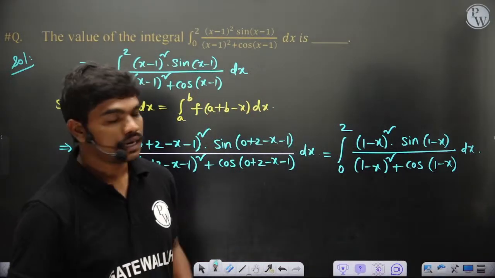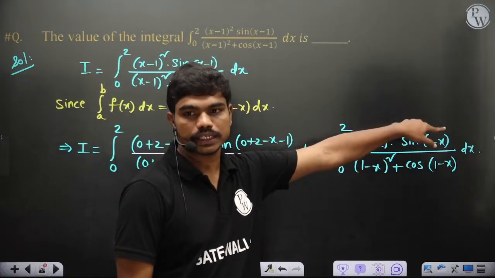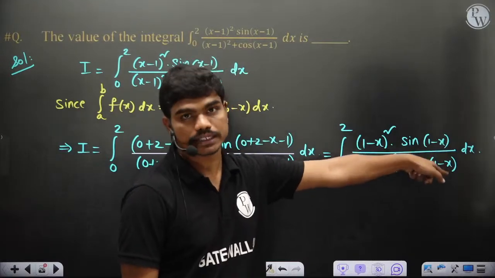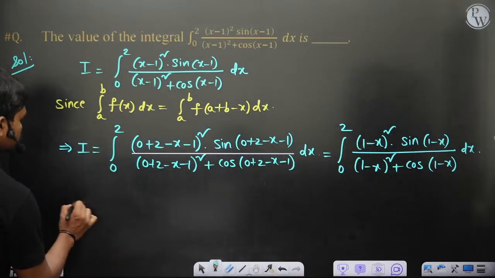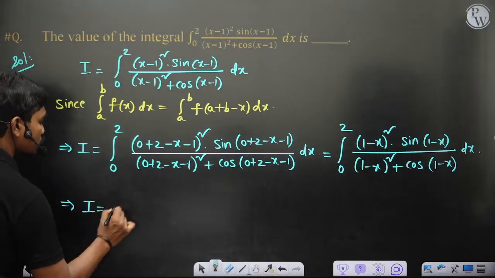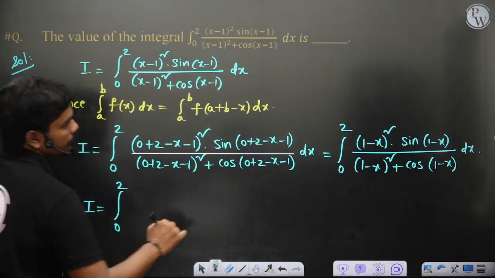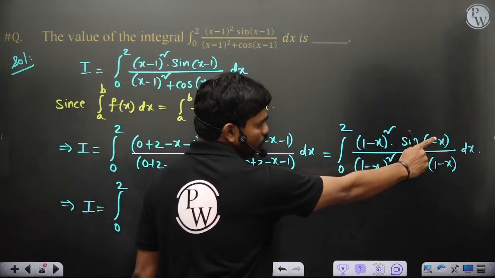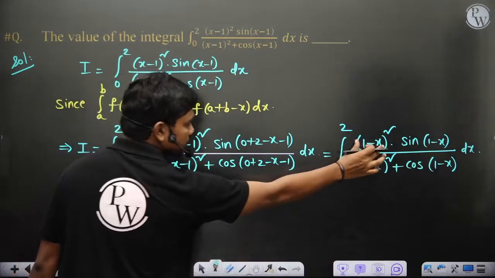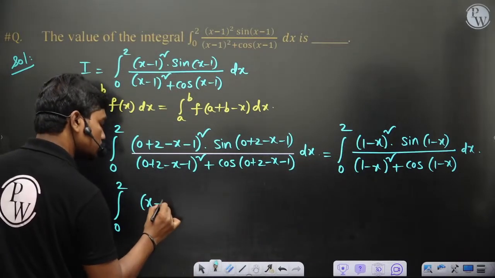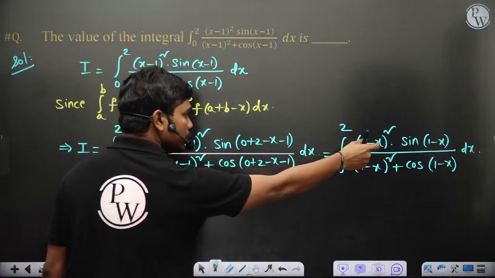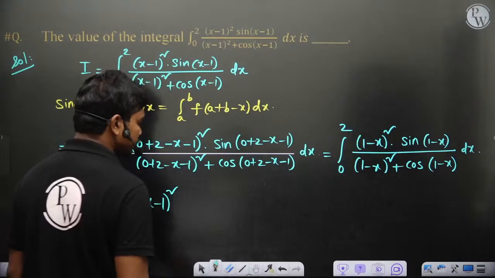Okay, that's the integration. Now this is sine of minus of x minus 1. This is also cos of minus of x minus 1. So this tells you I is equal to integral 0 to 2. Look carefully. Sine of 1 minus x, and this 1 minus x whole square can be written as x minus 1 whole square as usual, because it's a square. So even if you write 1 minus x whole square or x minus 1 whole square, it doesn't matter.